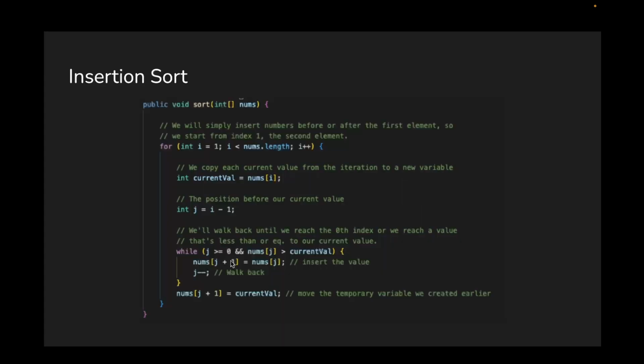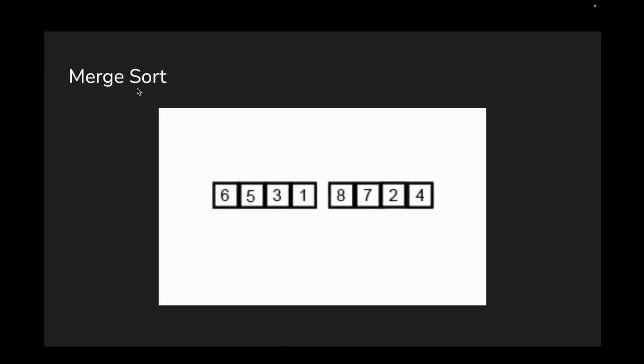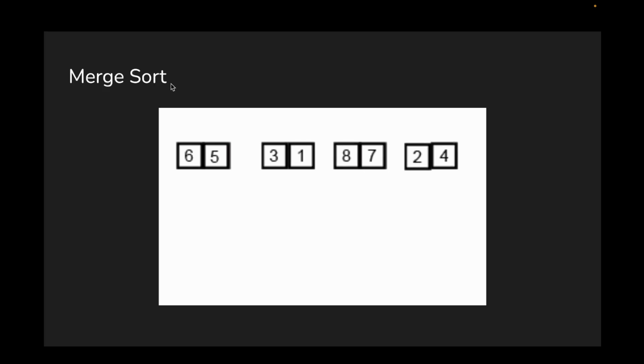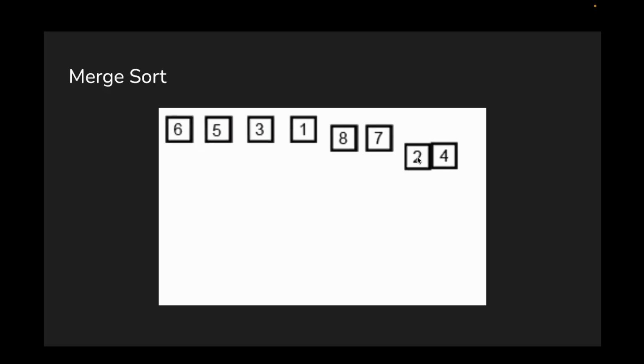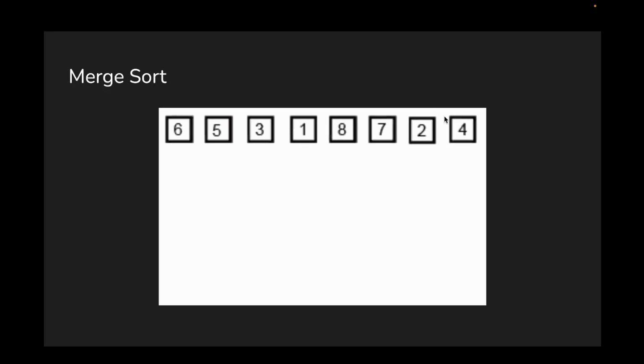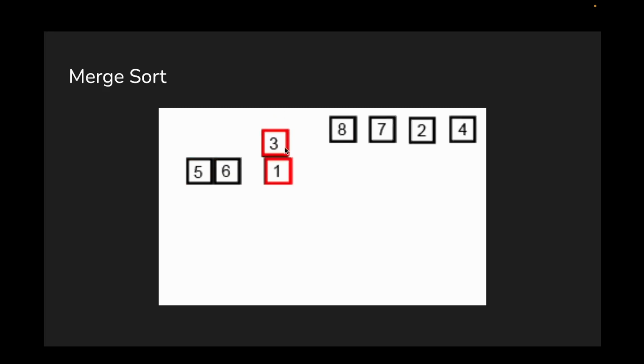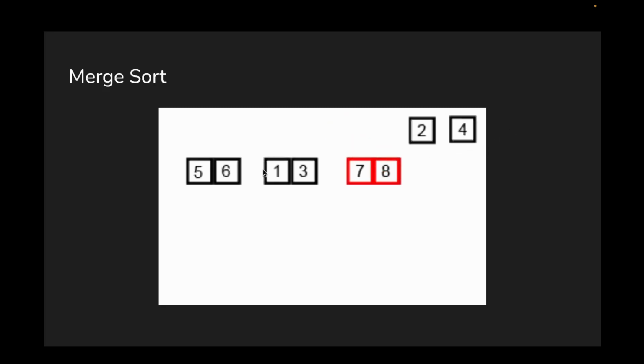So that's insertion sort. Now for merge sort, which is fairly interesting, what we have here is that we're splitting up this array, right? You can see that we're breaking up this array. That's called splitting, and then we merge it by sorting each of the smaller arrays. So we have 1, 3, then we're going to have 7, 8, and then 2 and 4 for the last one. So now we have 4 arrays of 2 elements, as we see here.